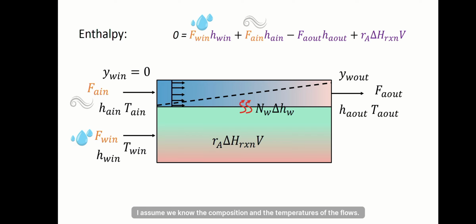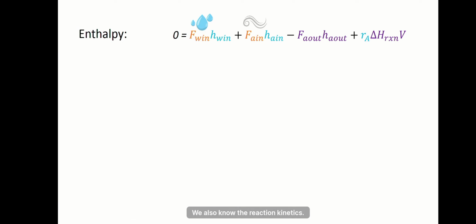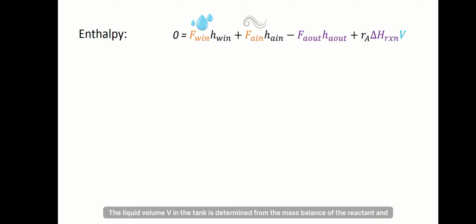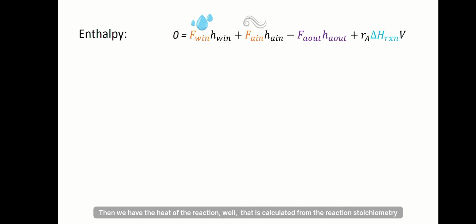I assume we know the composition and the temperatures of the flows. So the specific enthalpies of the different flows in the enthalpy balance can be calculated. We also know the reaction kinetics. The liquid volume in the tank is determined from the mass balance of the reactant and the known reaction kinetics. Then we have the heat of the reaction. Well, that's calculated from the reaction stoichiometry and the heat of combustion of the reactants and products in the reaction.